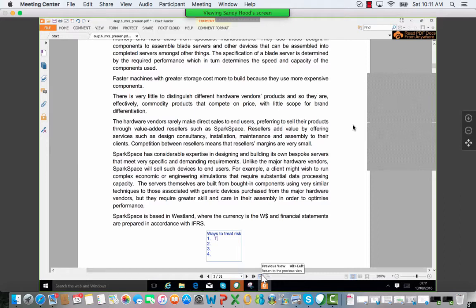Right, Suchi very kindly has told us that the 4 initial letters for these ways of treating risk are T, A, R, R, A. And what I'd like you to do is to tell me what these initial letters stand for. No, just tell me what the letters stand for, and then we'll think about the risks that SparkSpace face and how we could apply these. Okay. Anybody want to perhaps tell me what the letter T could stand for?